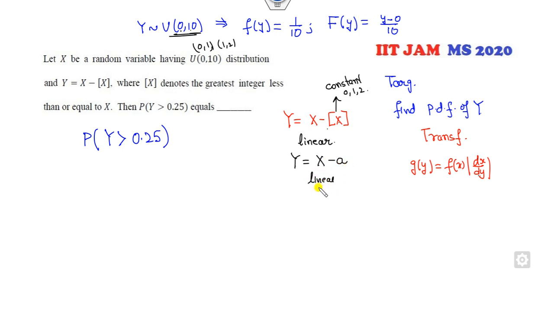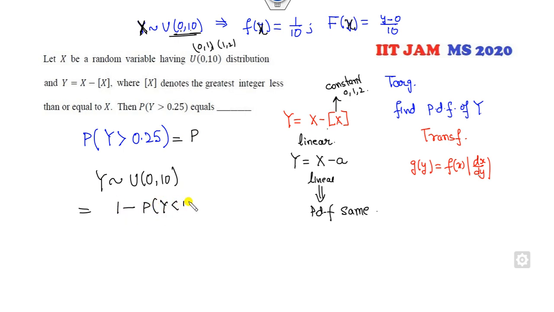So once it's a linear function, what does it mean? The PDF is the same. So what does it mean? y has the PDF also 0, 10. Sorry, this is the x. This is the x. So it's a PDF of the x, it's a CDF of the x. Fine. So y has the same PDF. So what does it mean? Can I write this quantity in terms of here? y is less than 1 by 4. So what is that? It's 1 minus CDF of 1 by 4.